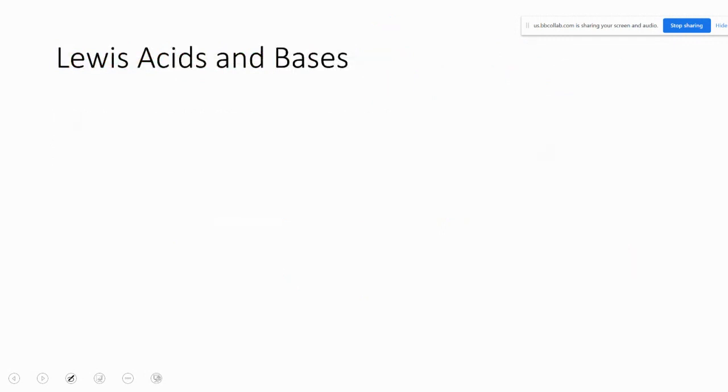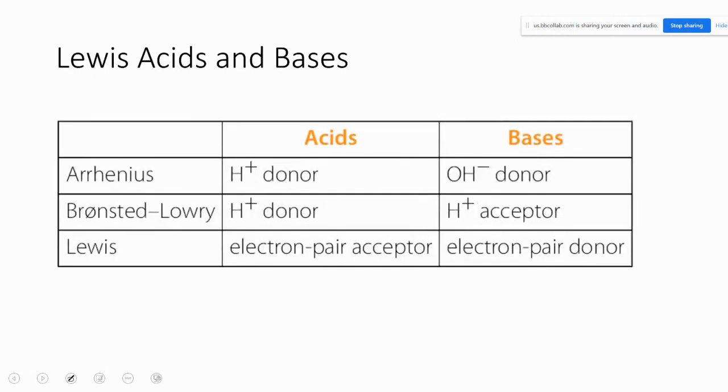All right, so the last concept for acid-base equilibria is something called Lewis acids and bases. This might look familiar, right? Arrhenius defined acids as H plus donors and OH minus donors as bases. Bronsted-Lowry said, no, I'm going to define an acid as an H plus donor and a base as an H plus acceptor.